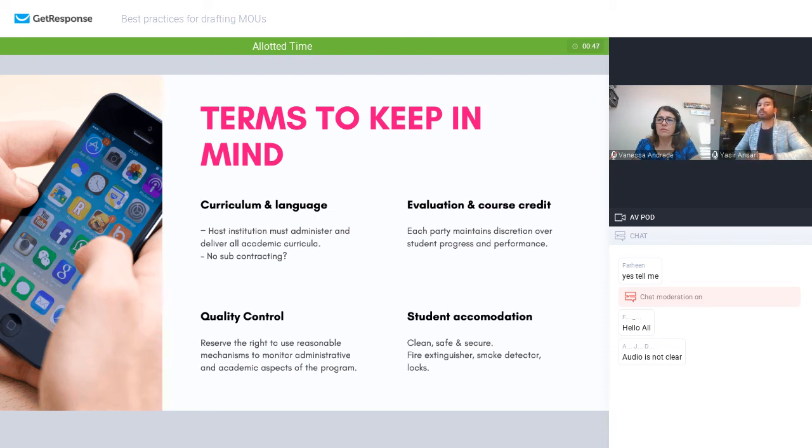Of course, evaluation and course credits: what kind of credits will a student earn, and where will that credit be transferable? So all of that definitely needs to go in the MOU. Quality control is another big issue that sometimes gets overlooked. There needs to be a reasonable mechanism to monitor the administrative and the academic aspects of the program, so that both institutions can get together from time to time and see how they're doing on those quality measures. Because it's extremely important that we make sure that students are getting a quality education, and that is the whole purpose of doing these partnerships, to increase the quality of our programs.